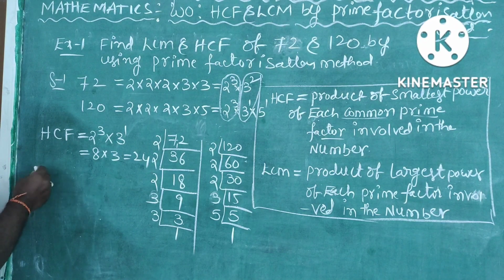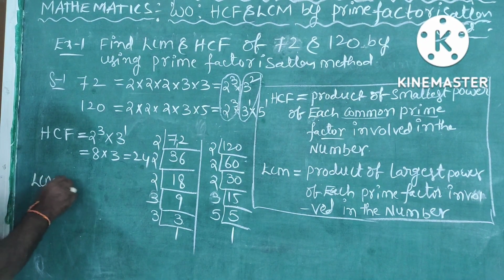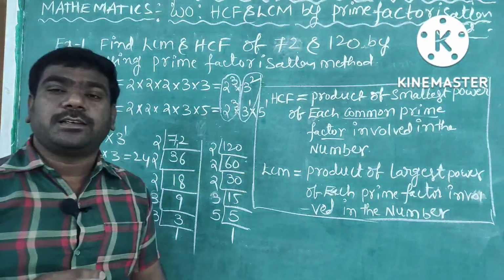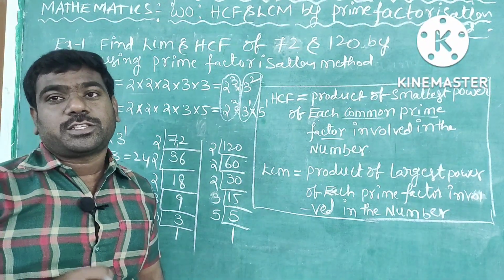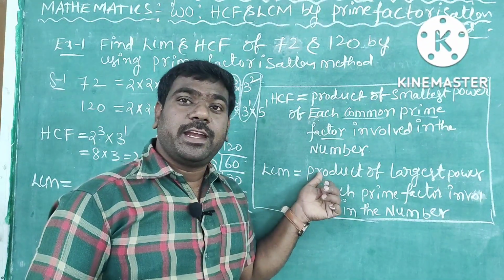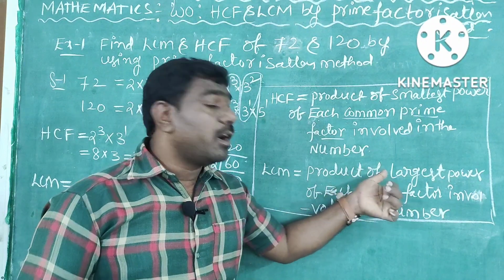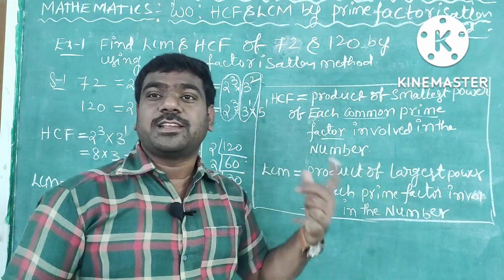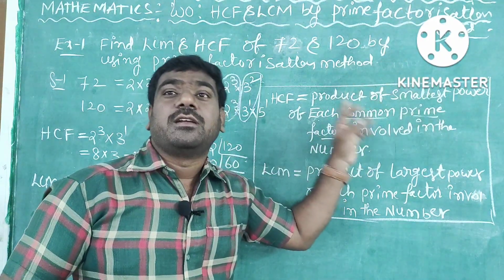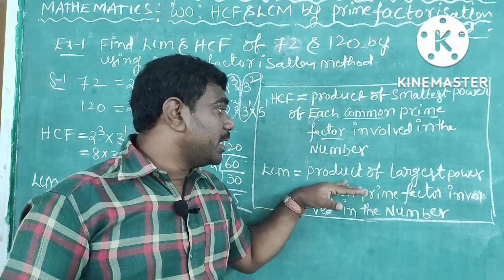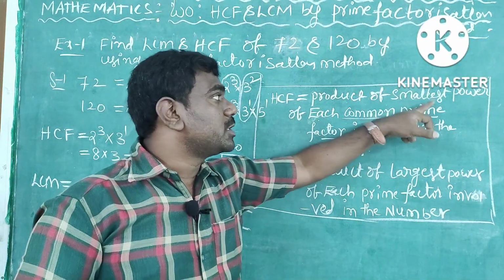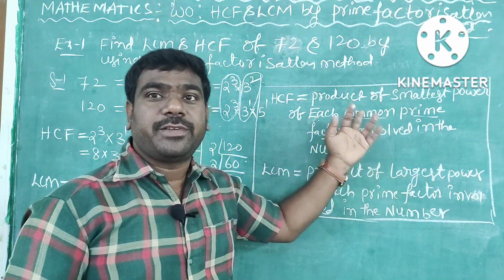Next one is LCM. LCM means what here, children? LCM means least common multiple. But what is the formula for finding the LCM? It is the product of the largest power. Here for HCF, it is the smallest power of each common prime factor, but for LCM it is the largest power, exactly the reverse. That is the difference here.